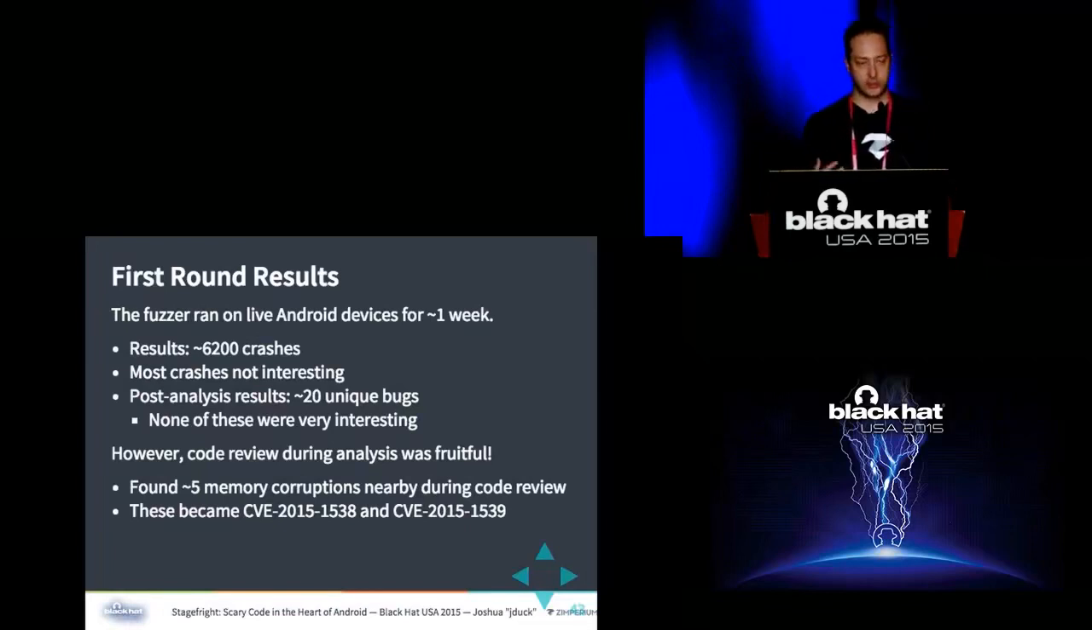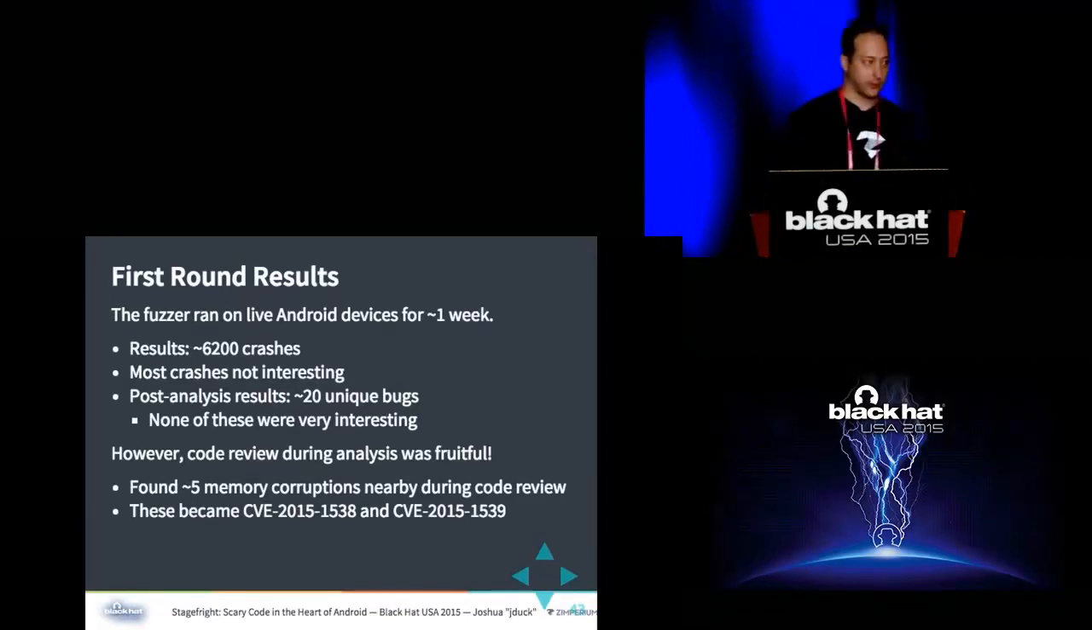We got 6,200 crashes in 1 week. Unfortunately, when I looked into these crashes one by one, bucketing them by similarity, what I found was there were about 20 unique bugs, but they were all really lame bugs, like null pointer dereferences, or an assertion where they say if this number is not 1, then we throw our hands up and crash, stuff like that.